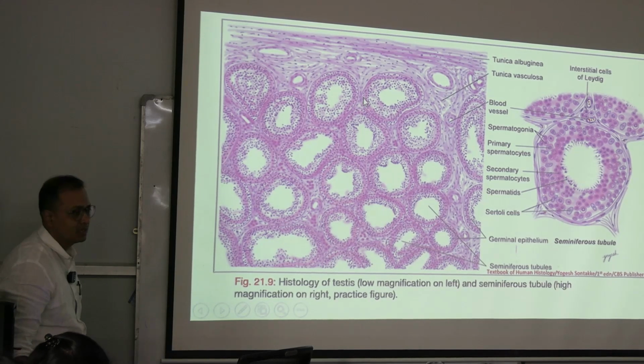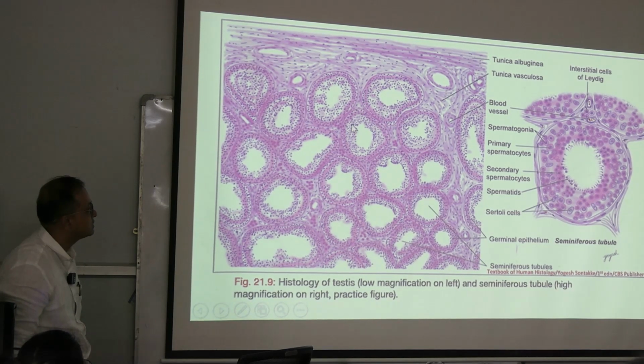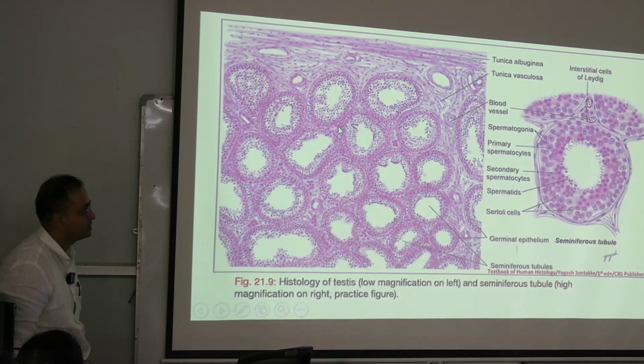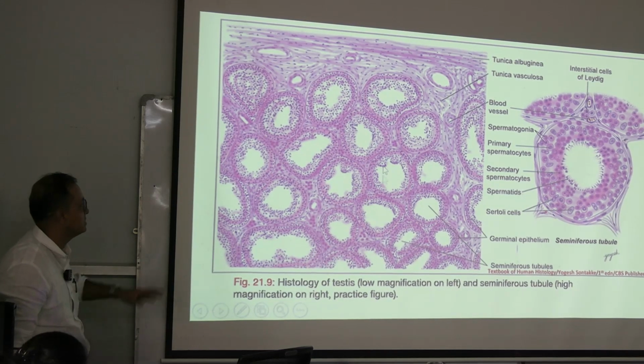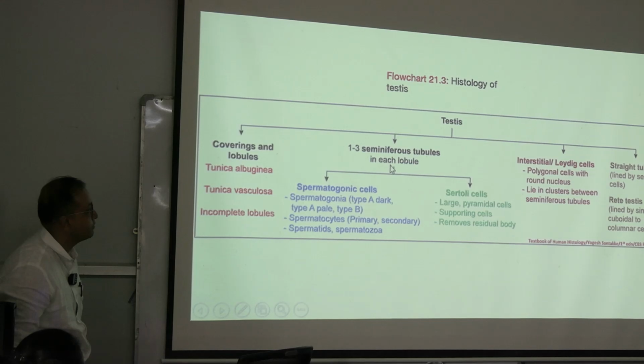And along with that, the space lying between the adjacent seminiferous tubules we call the interstitial space, where you are going to find cells that we call Leydig's interstitial cells. They are the cells producing the hormones required for male testicular maturation.